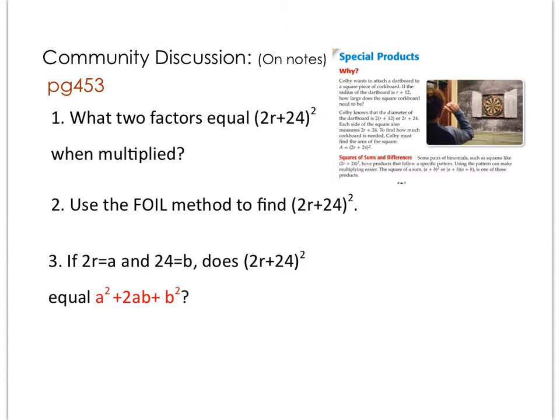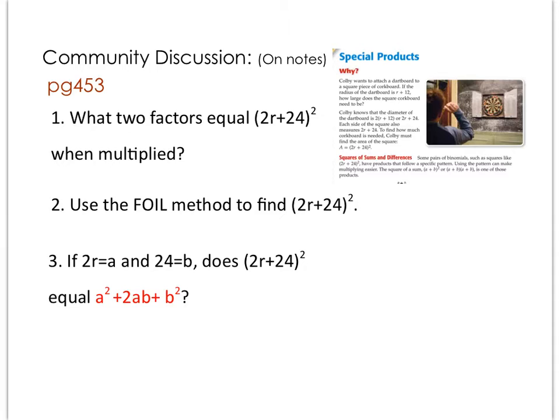Special products. Why are we learning about them? Colby wants to attach a dartboard to a square piece of corkboard. If the radius of the dartboard is r plus 12, how large does the square corkboard need to be? Well, Colby knows that the diameter of the dartboard is 2 times the quantity r plus 12, or 2r plus 24. Each side of the square also measures 2r plus 24.